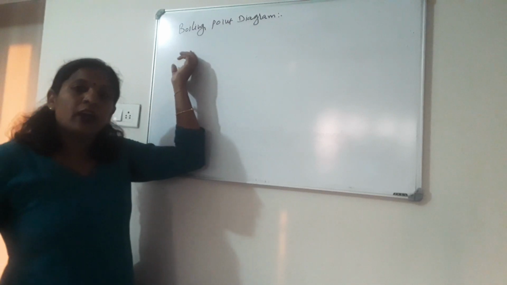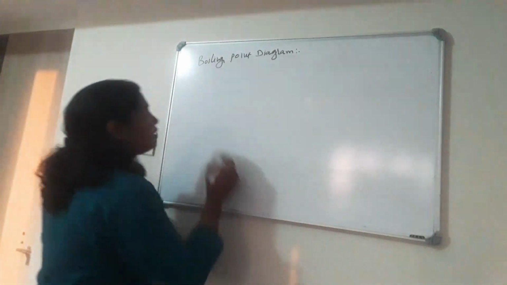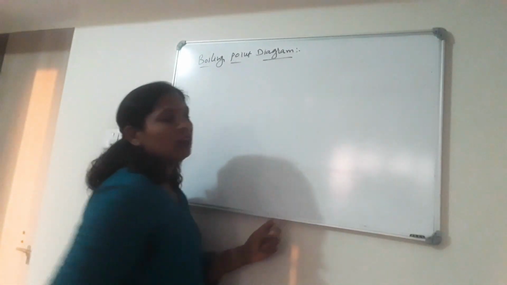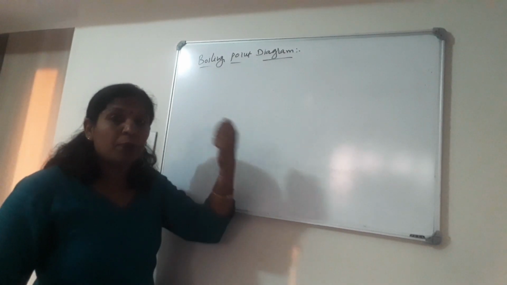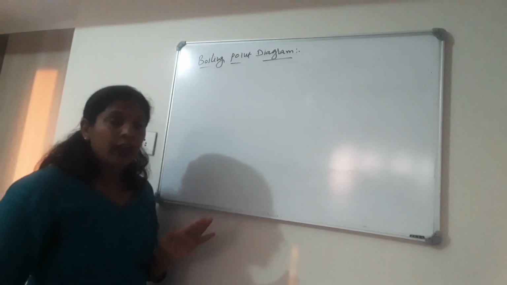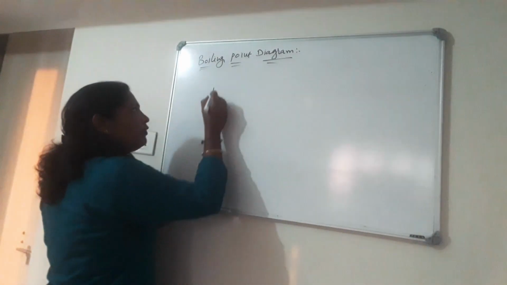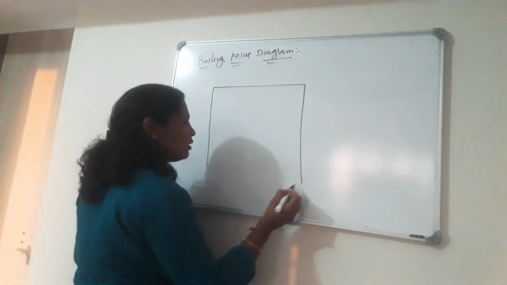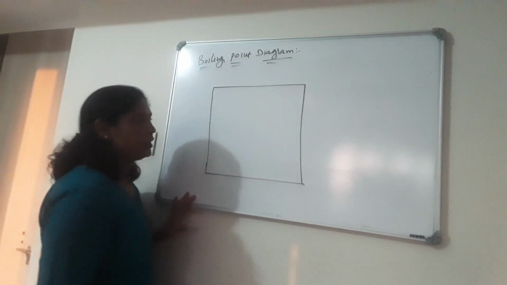The boiling point diagram gives us an idea at what temperature the liquid starts boiling, at what temperature the vapor formed will condense, and what will be the composition of the mixture at a particular temperature.